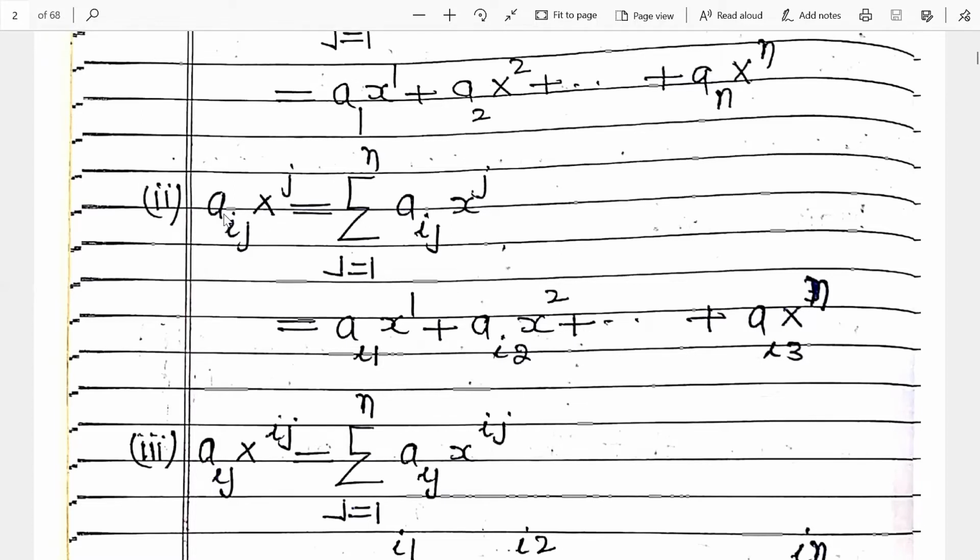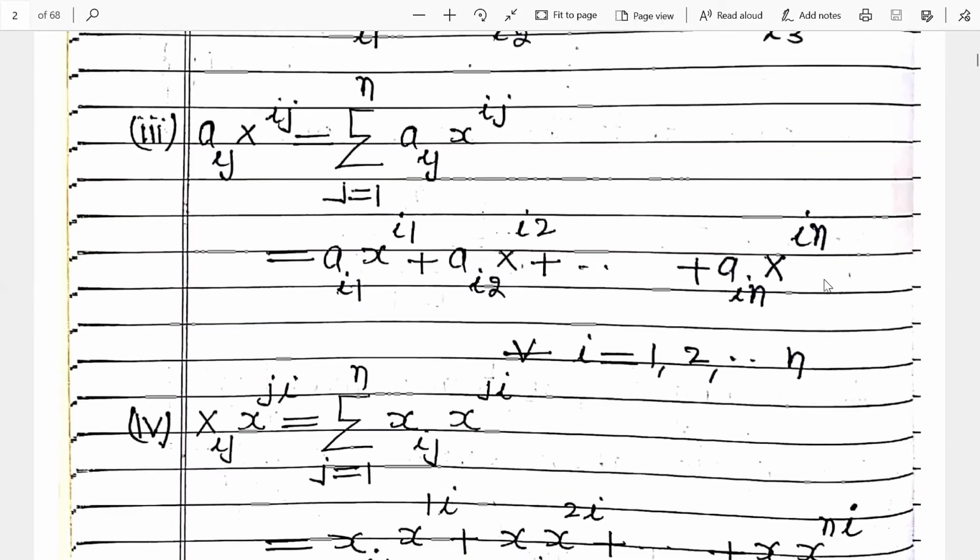So for fixed i, this can be written as the summation of j running from 1 to n of a_ij x raised to power j. So this can be written as a_i1 x^1 plus a_i2 x^2 plus so on, a_i3, and here basically it is not 3, it is n. So correct this term, this is n: a_in x raised to power n.